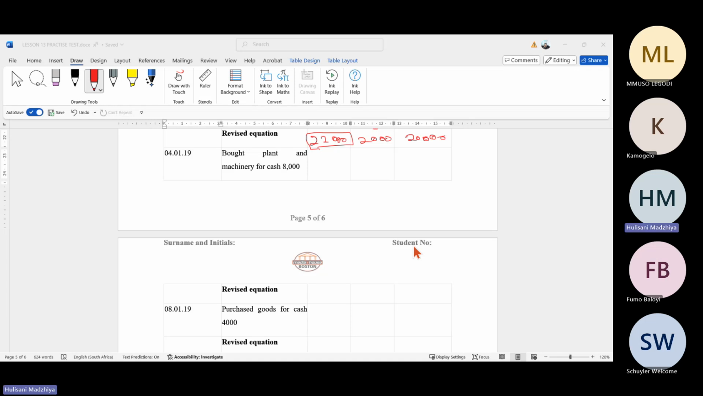Okay, I'm just going to explain everything. Baloy says sales. We're buying plant and machinery for cash, 8,000. So there won't be any sales. Sales is only when we are receiving money from selling our product.